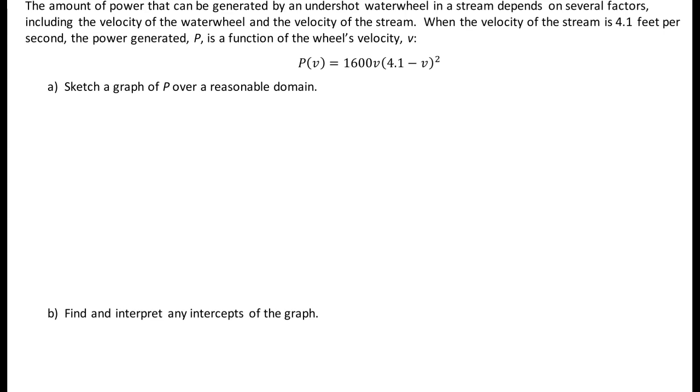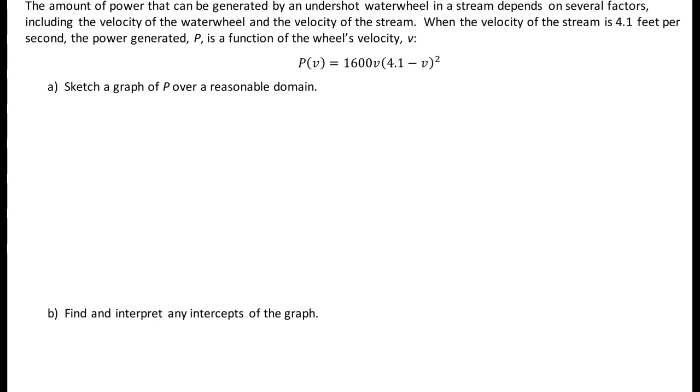In this example, we're going to look at an application of a polynomial function. Specifically, we have this function P of V that tells us the power generated by a water wheel in a stream as a function of the velocity of the water wheel, and we're told that the stream is specifically moving at 4.1 feet per second.